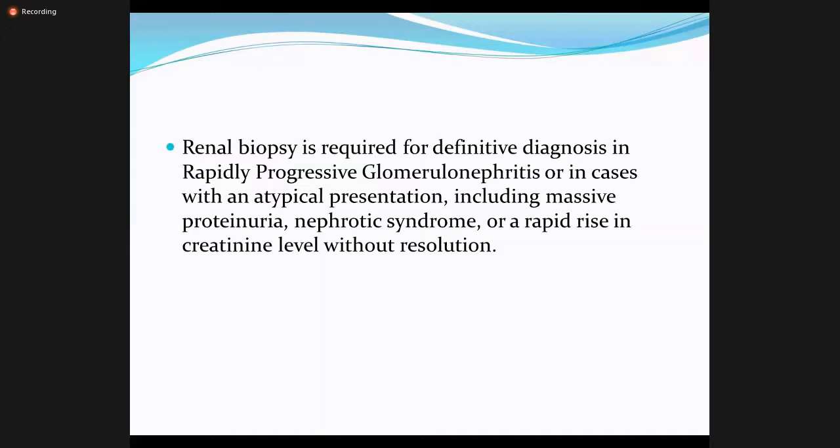They may have persistent abnormal urine analysis, or they may have persistent hematuria or persistent hypertension. In that case, we may need to do renal biopsy. So they may progress to chronic glomerulonephritis or rapidly progressive glomerulonephritis.